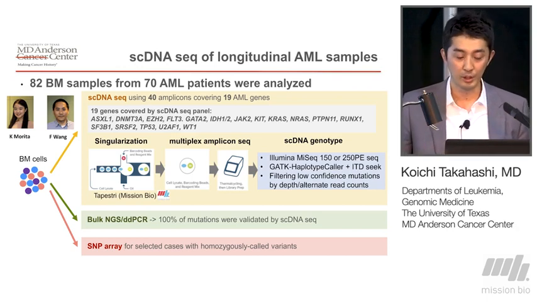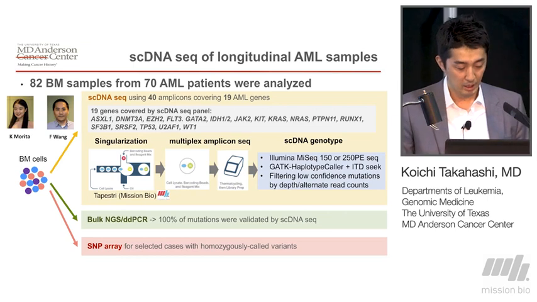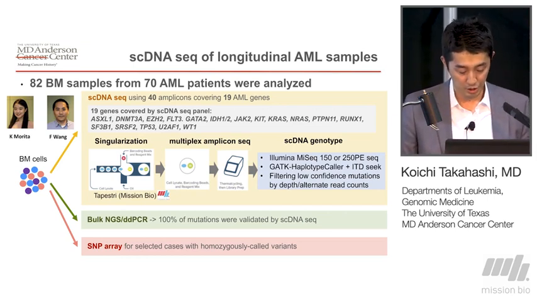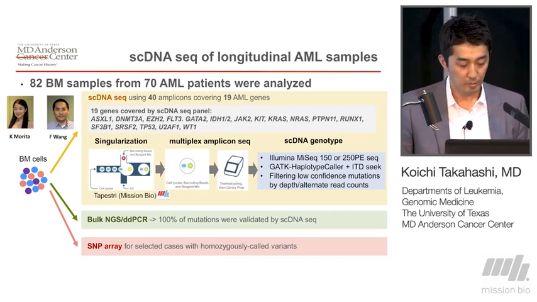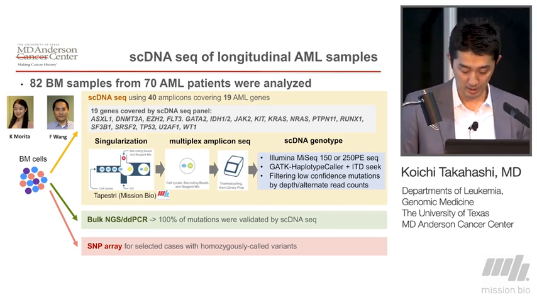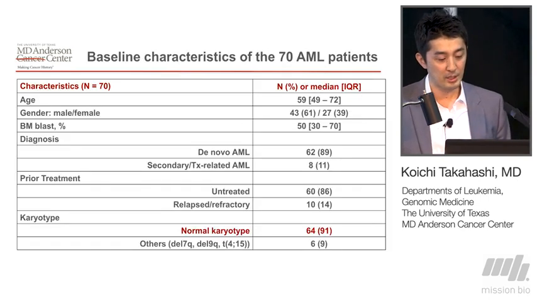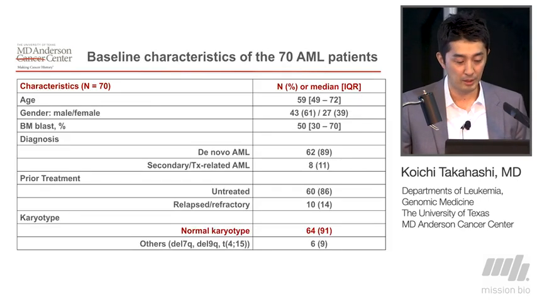So there's a really good concordance between the bulk-seq and the single cell seq. And we did some SNP array data, which I'm not going to show today for the time, but we also did a SNP array to confirm the zygosity of some of these cases' mutation. This is the clinical characteristics of these 70 AML patients that we profiled.